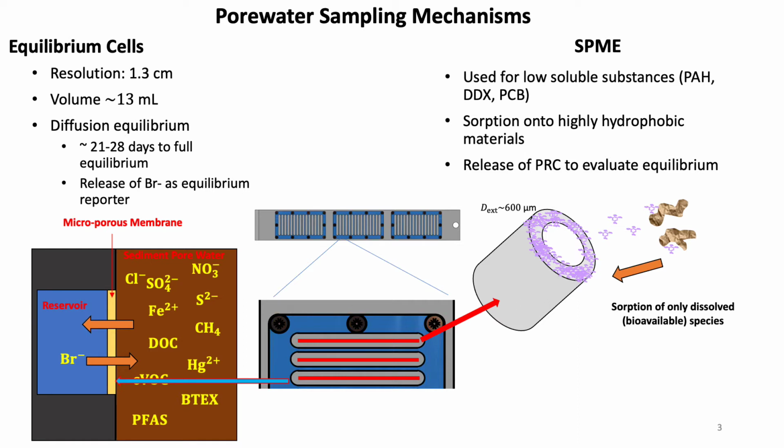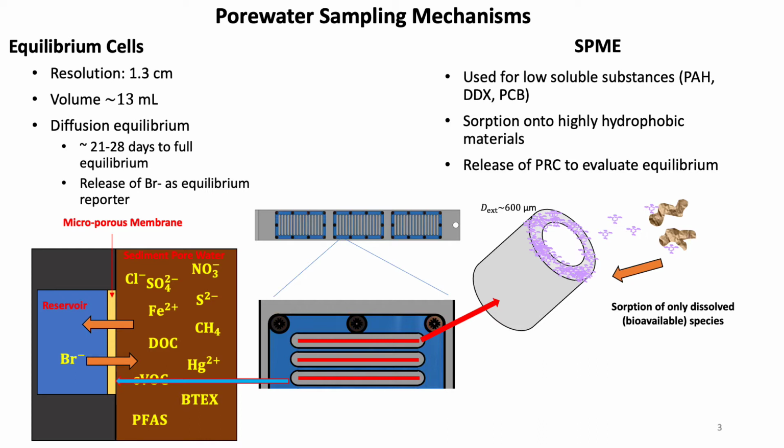Dissolved species in the sediment pore water will diffuse across the membrane into the cell, and over time the concentration in the reservoir will match the concentration in the pore water. To evaluate the degree of equilibrium, the water is usually spiked initially with bromide solution, and the bromide loss from the cell can be used as a measure of the degree of equilibrium reached with the sediment pore water.